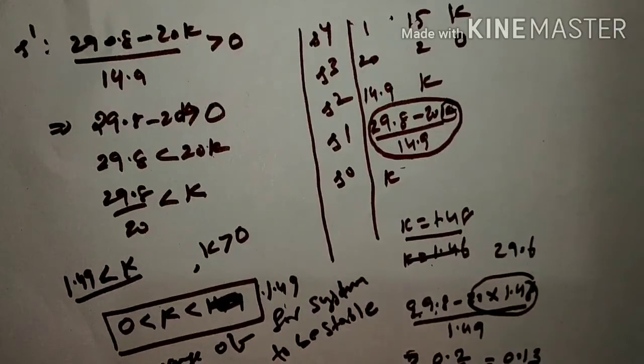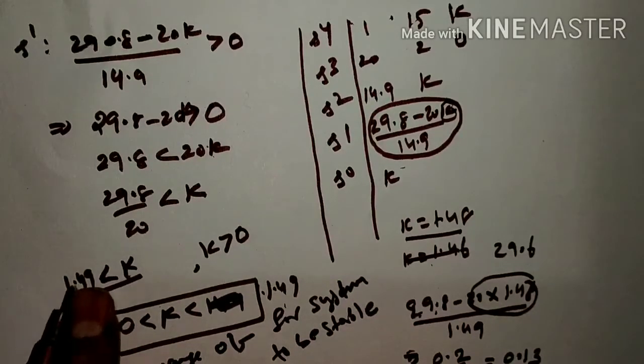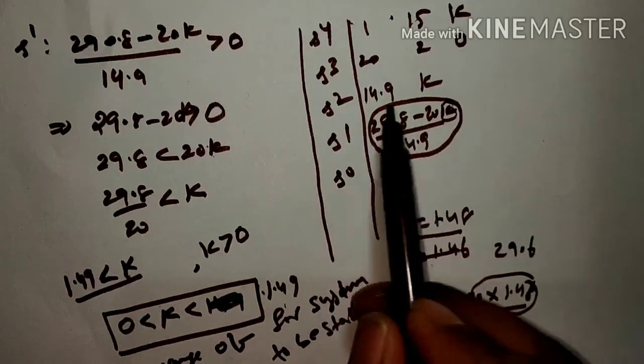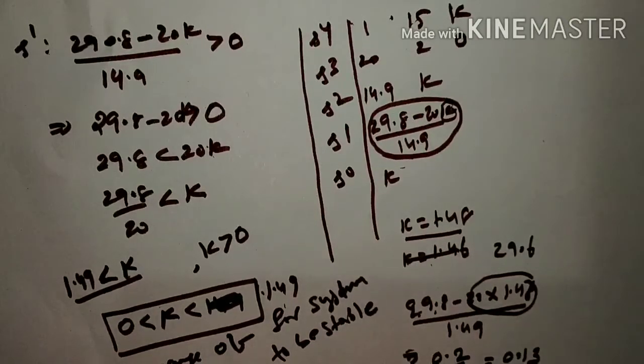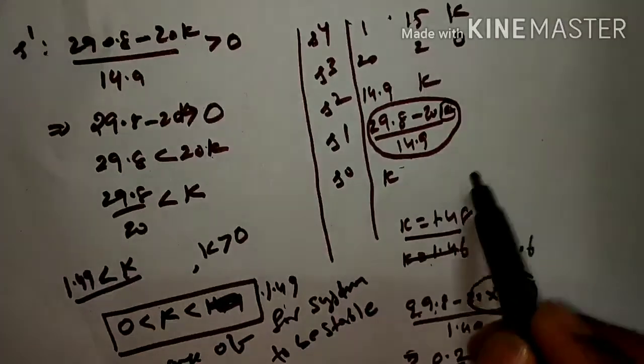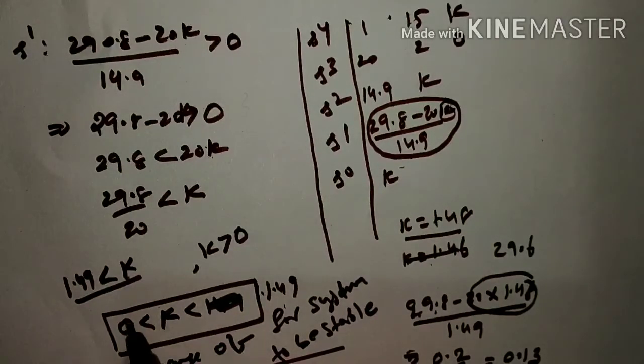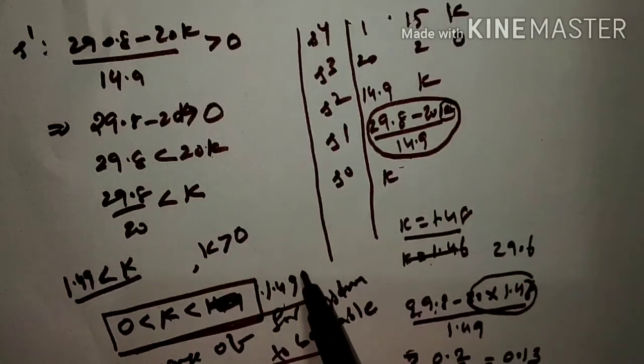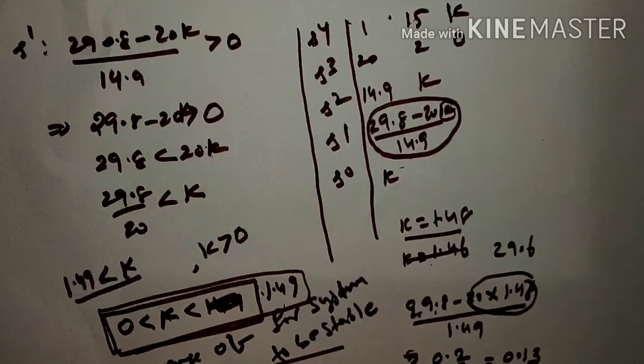If we substitute values below 1.49, like 1.48, 1.46, you will all get positive values. If you substitute more than 1.49, you will get a negative value, so the system becomes unstable. So what is the range of k? The range of k for the system to be stable, as I have already mentioned here, is k greater than 0 and less than 1.49. So this is the range of k for the stable system.